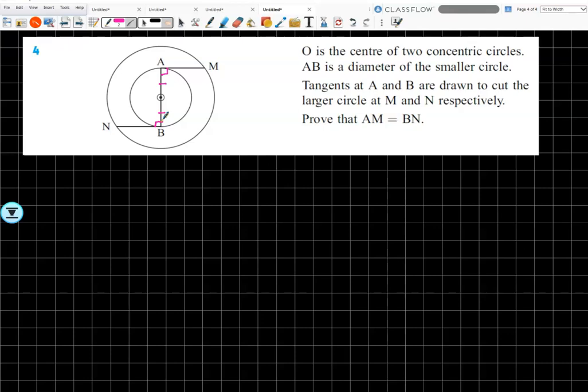Tangents at A and B are drawn to cut the larger circles at M and N respectively. Prove that AM, ooh, my initials. Prove that AM equals BN. Now we could go, oh my God, it looks like they are. Surely they have to be the same. What would you like to do?